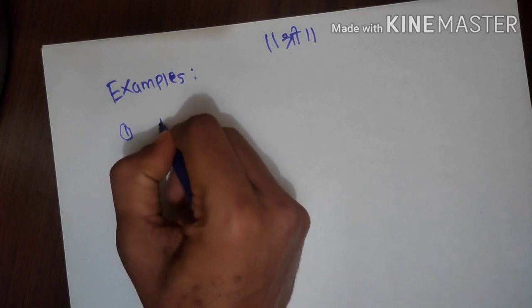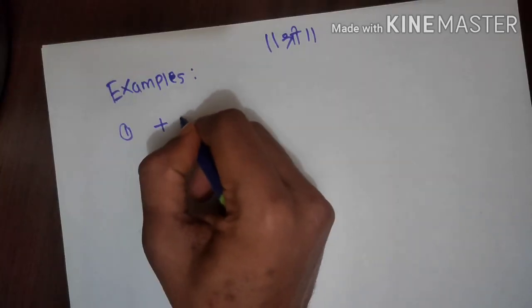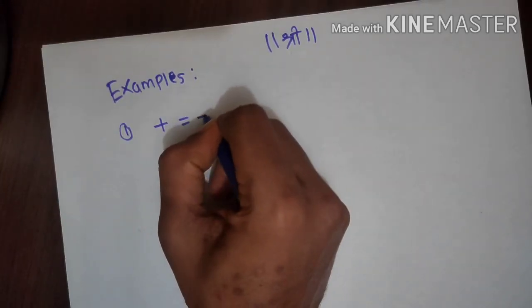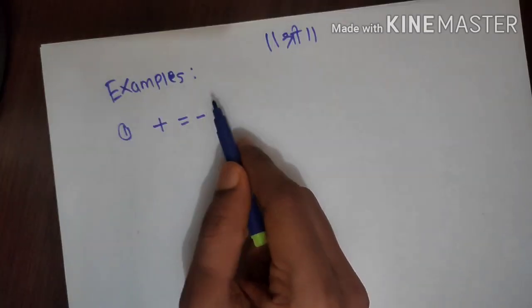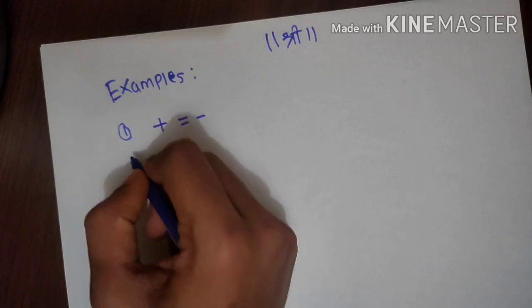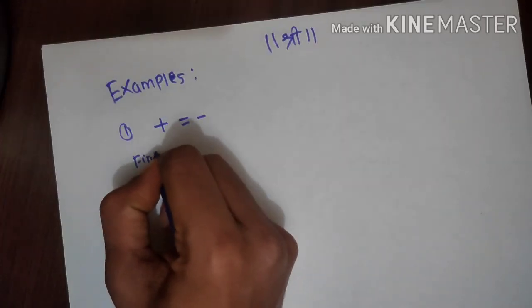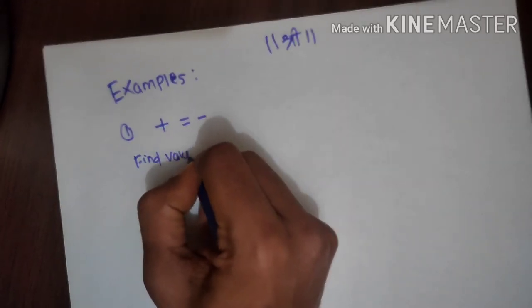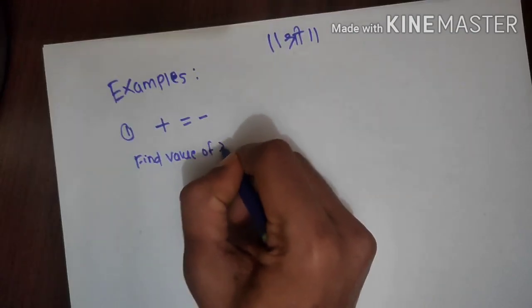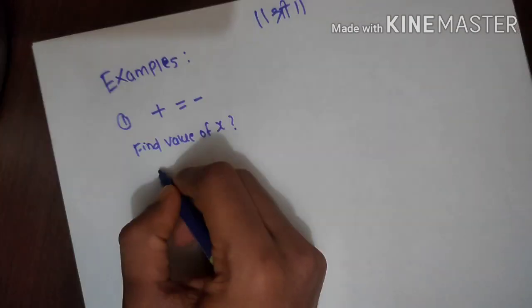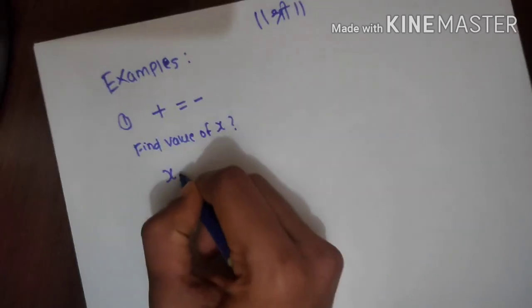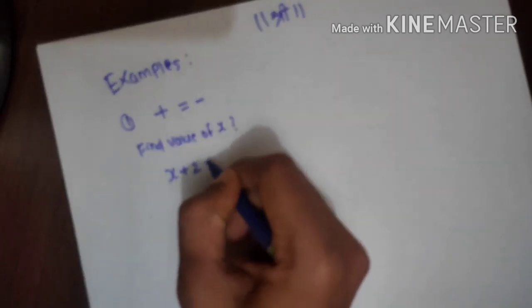Let's see an example of the first rule, that is when we move the plus sign from the left hand side to the right hand side, it will become minus. That means when we move plus from one side to another side, it will become minus. Find the value of x. Here we want to find the value of x. Now let's take an example. X plus 2 is equal to 3.